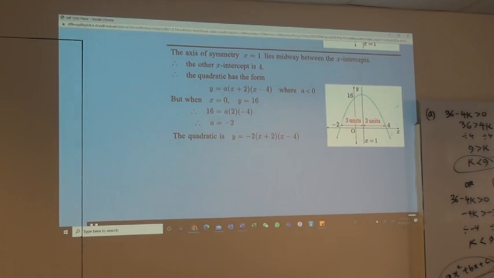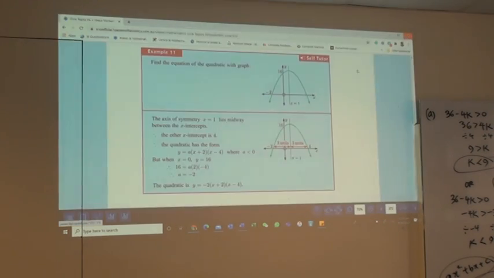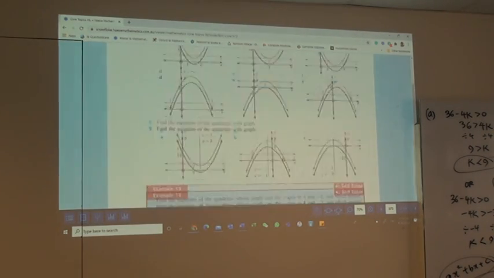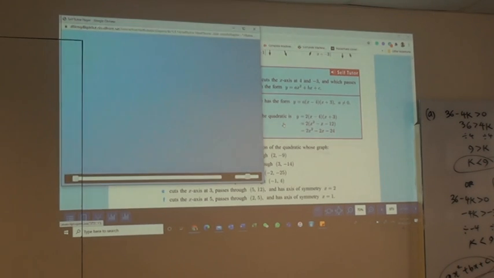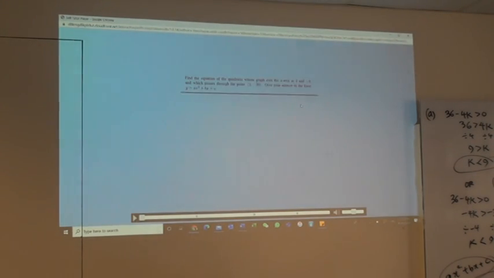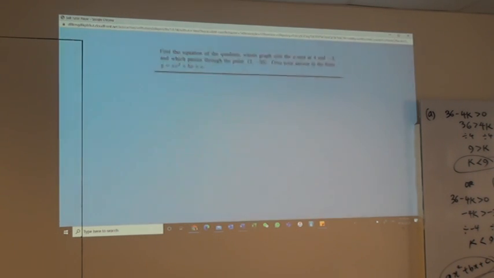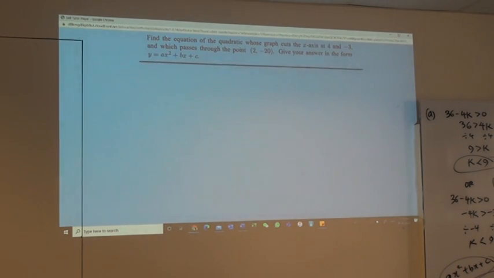Okay? So the only idea here is that symmetry that we all remember. Okay? Now, the last one. What if you do not have the shape, but rather you have information? Find the equation of the quadratic, which cuts the x-axis at this point and passes through this point.